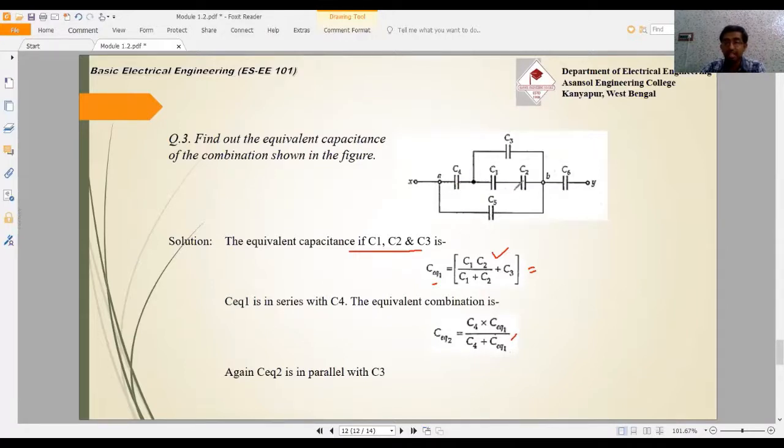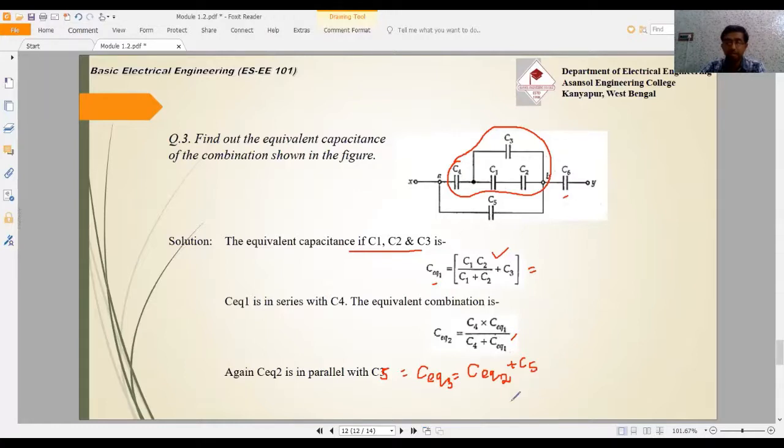Now this total capacitance, that means this system's capacitance, is in parallel with C5. So we can write here C equivalent 3 equals C equivalent 2 plus C5. Okay, and this system is in series with C6.